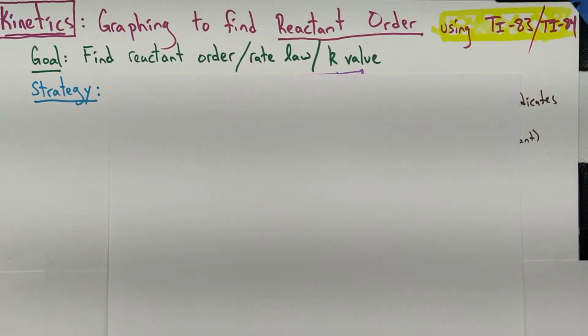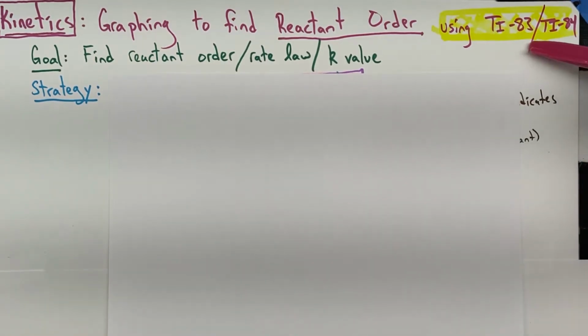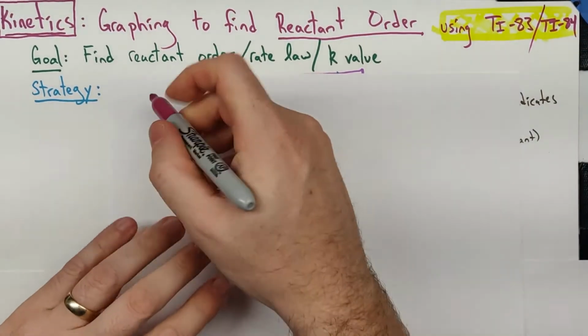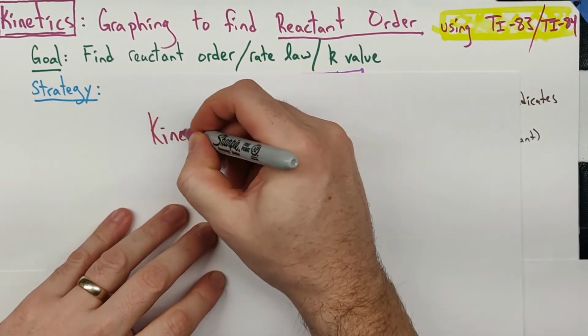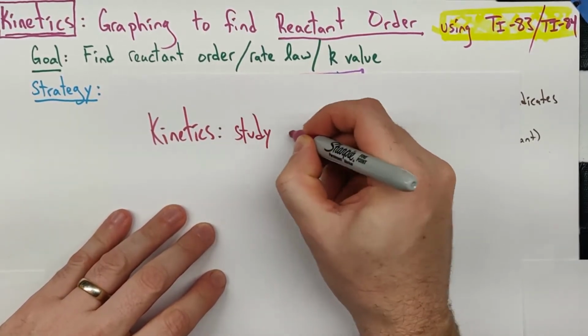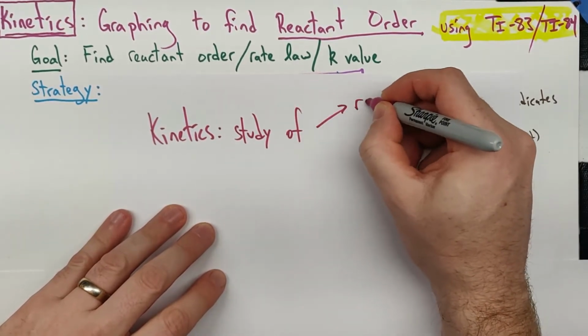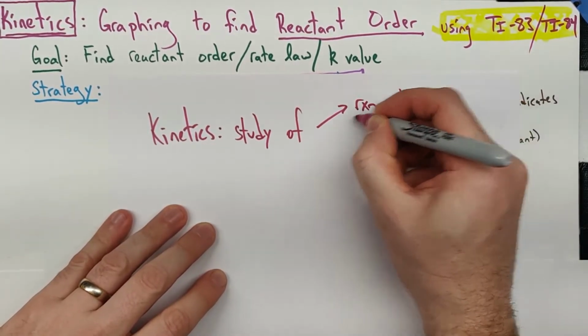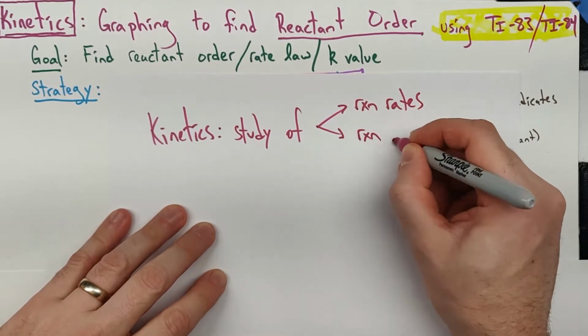The goal of this video is to help you use the TI-83 or 84 graphing calculator to brute force certain types of chemistry kinetics problems. And as a very, very quick review, kinetics is the study of two key factors, reaction rates and reaction mechanisms.